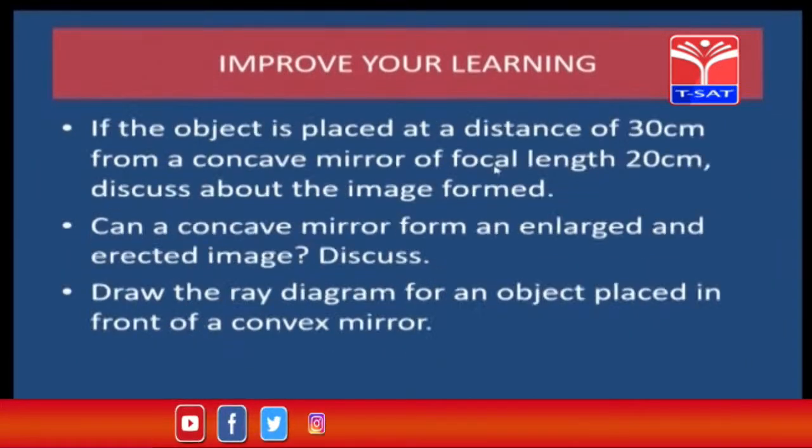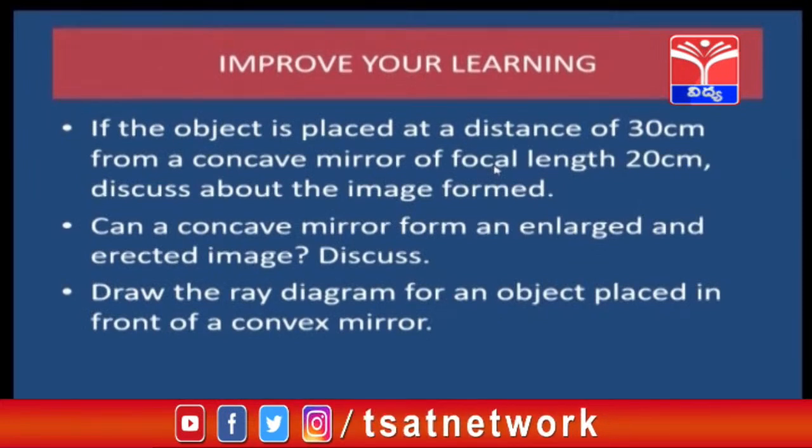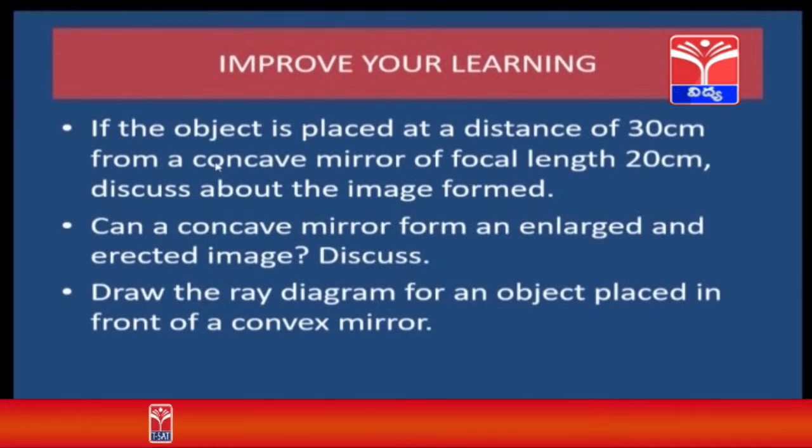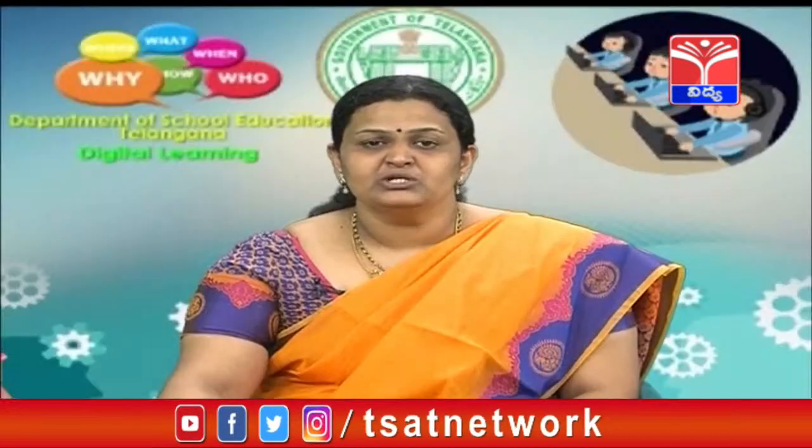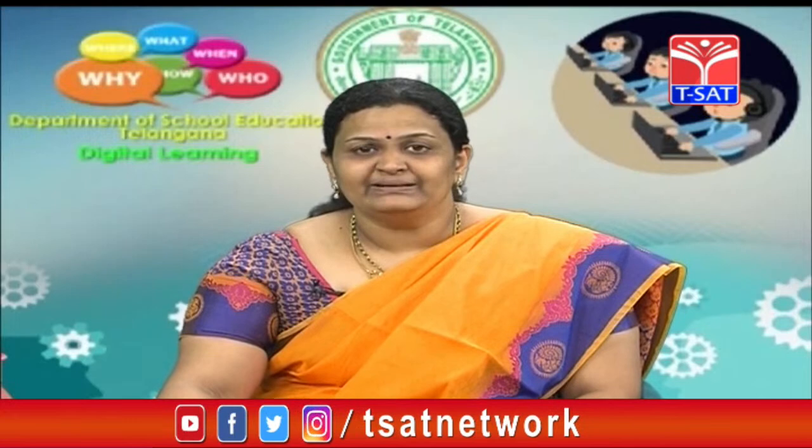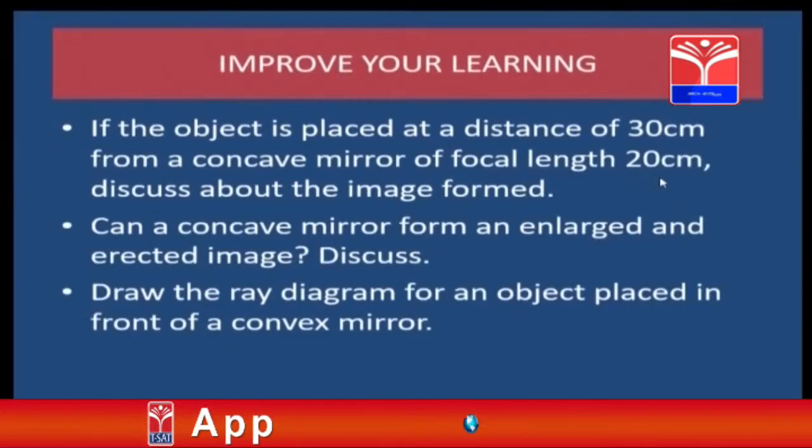Okay, children, here is a small question for you to think about. It is not a problem, though I have given the numbers. If the object is placed at a distance of 30 centimeters from a concave mirror of focal length 20 centimeters, then discuss the image formed. Object distance is given as 30 centimeters and the focal length is given as 20 centimeters. You have to discuss the image formed.